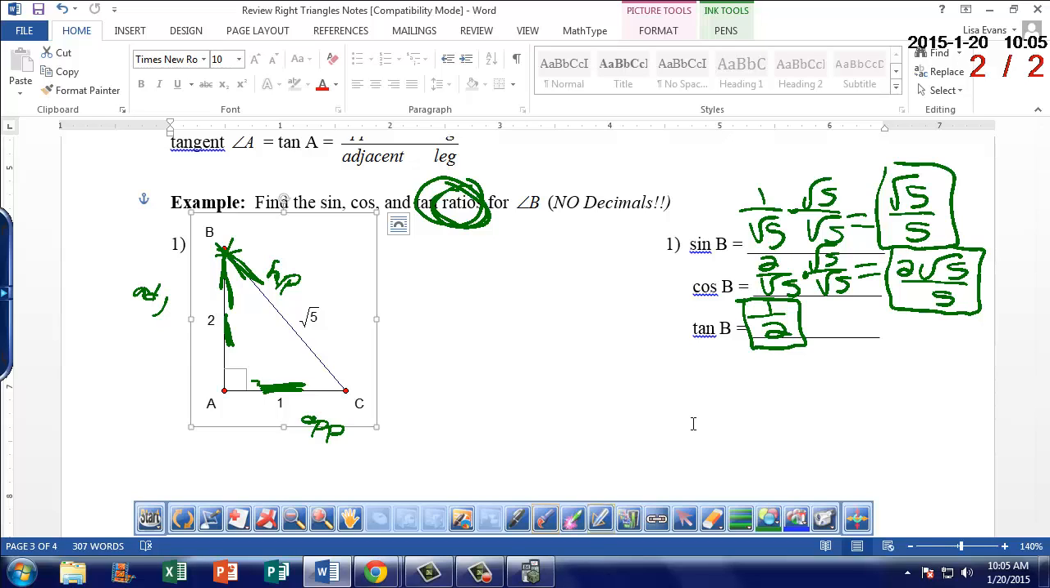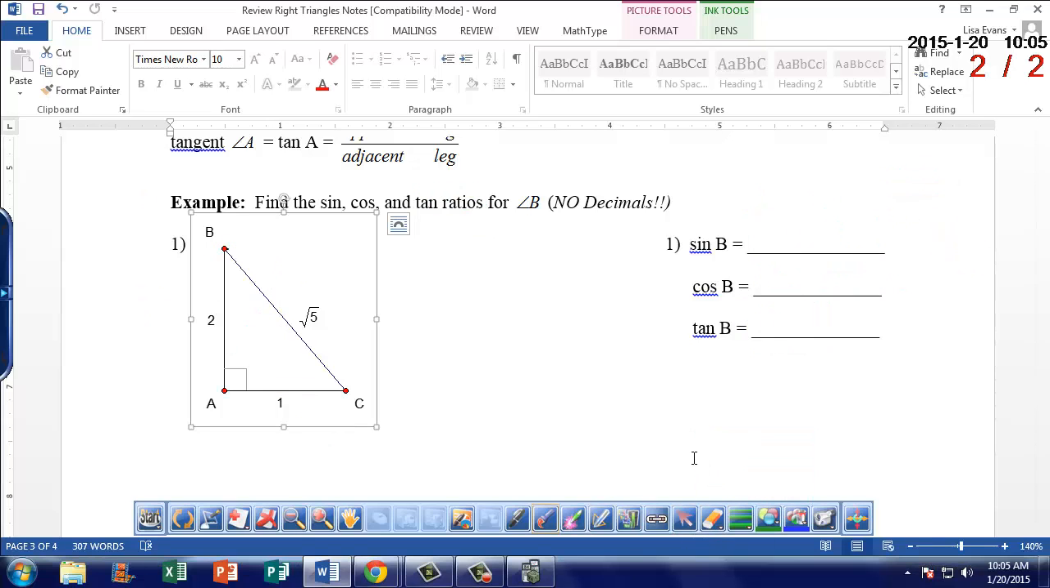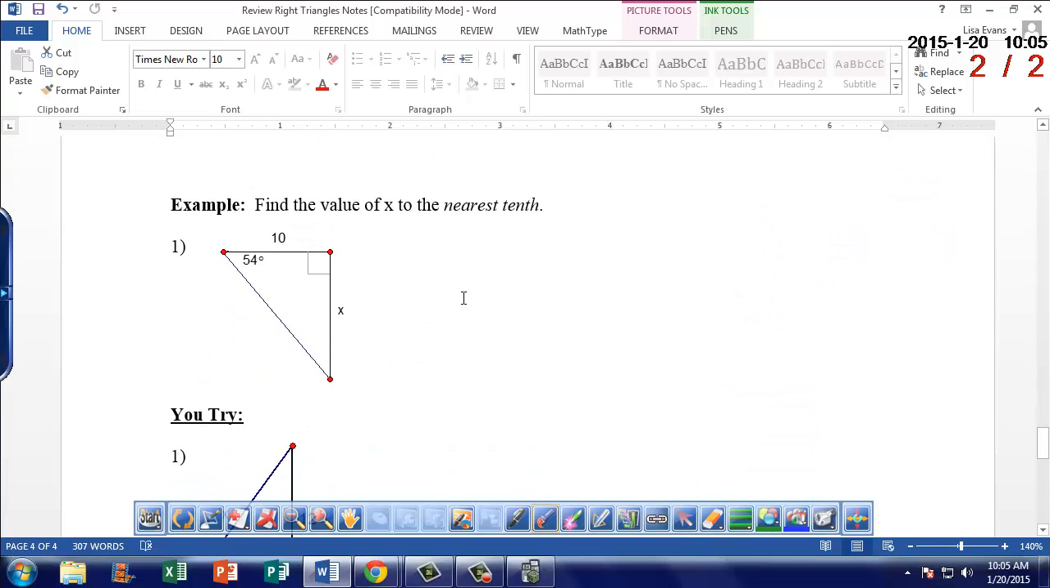And I'm going to show you how to do that on your calculator. Okay, let's start right here. Sorry, I thought I had a U try for that one, but I don't. Okay, we're going to find the value of x to the nearest tenth in relationship to the angle that I was given. And by the way, you are never, ever, ever going to start with a 90-degree angle.